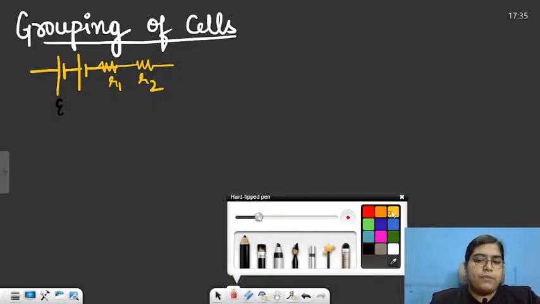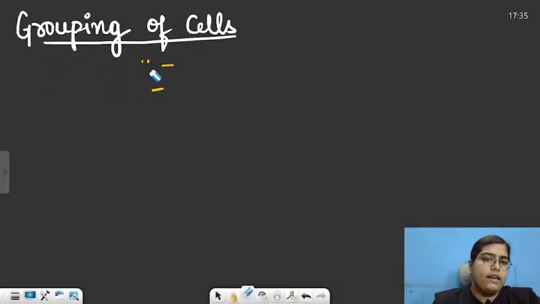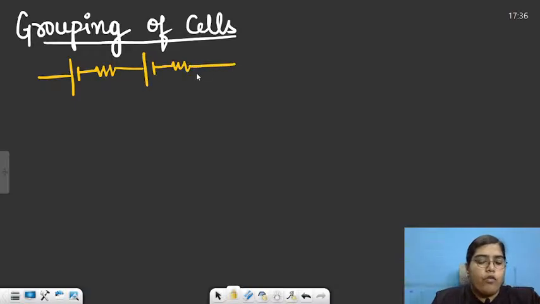In grouping of cells, primarily, what two things will we discuss? First, if the cells are in series, and second, if the cells are connected in parallel. And the third grouping was mixed grouping. So in series, as we studied for resistors, we have a cell with its internal resistance, then another cell with its internal resistance. What will be the net EMF and the net resistance of both of these cells? Say E1 is the EMF of the first battery, E2 is the EMF of the second, R1 is the internal resistance of the first, and R2 is the internal resistance of the second cell.